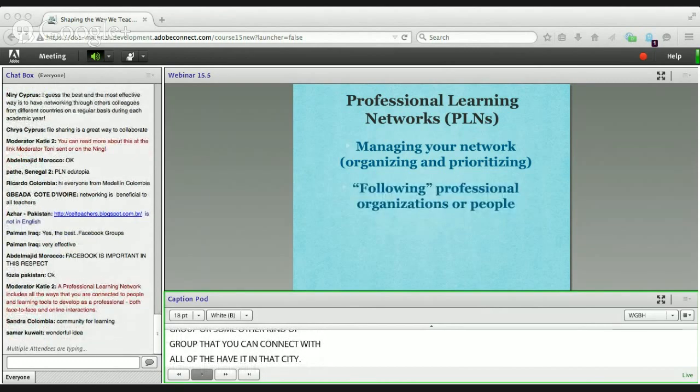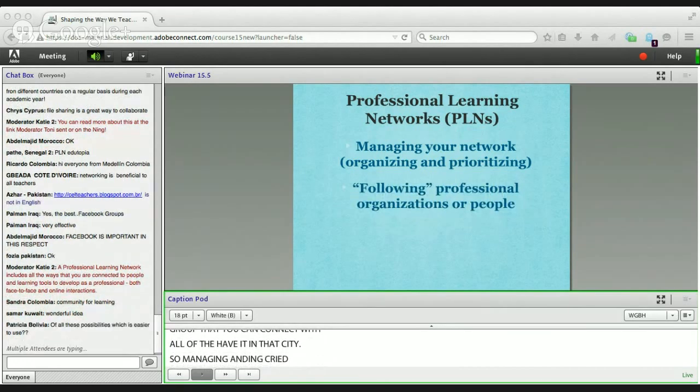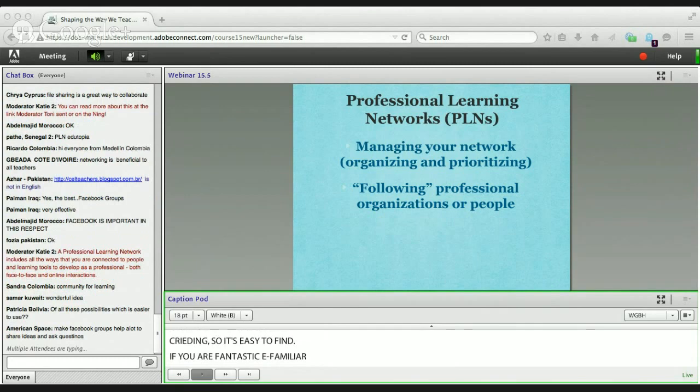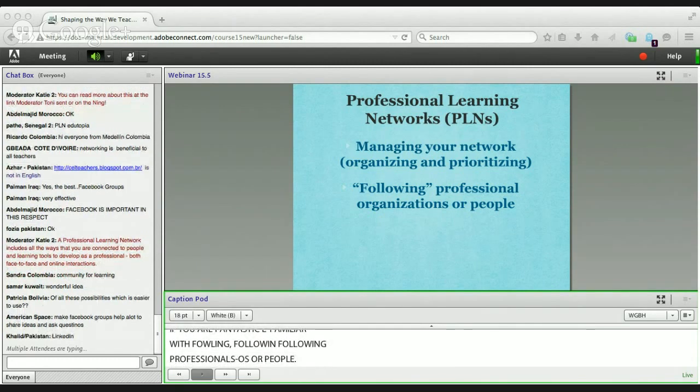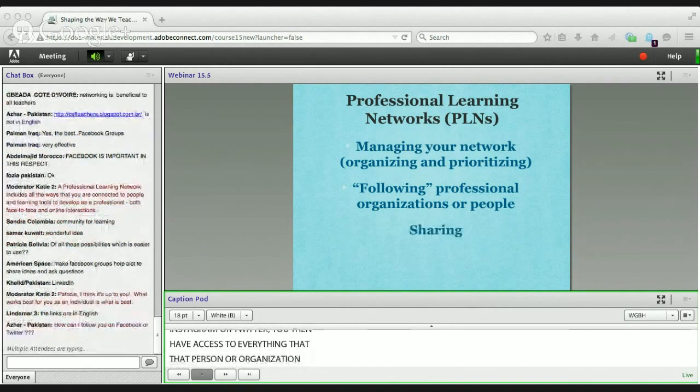If you're familiar with social networking sites, then you might be familiar with this term of following professional organizations or people. So this is the idea that you can like them, if you're talking about Facebook, or follow them on Instagram or Twitter, right? That you then have access to everything that person or organization posts, and it provides you with updates either on what they're doing or information.